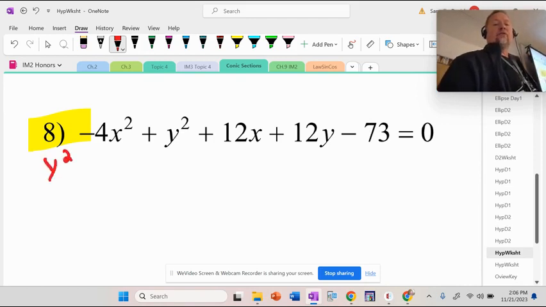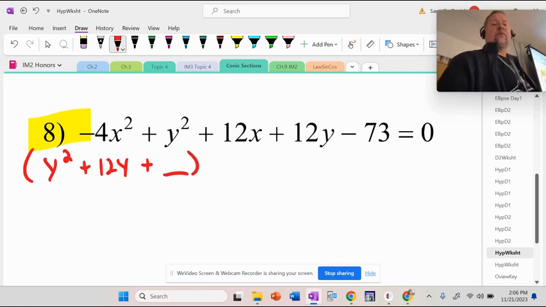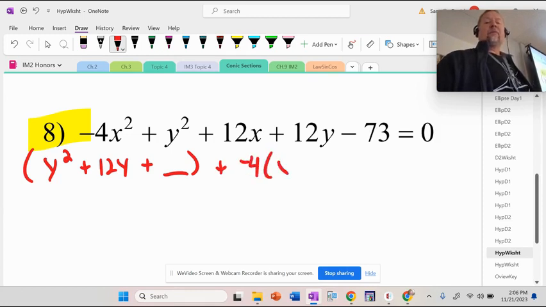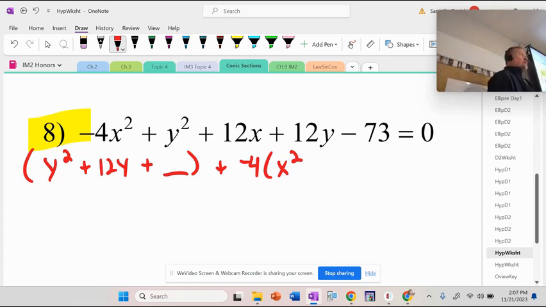So group the y's and go ahead and start the completing the square process. If you want to put that in parentheses, fine. Did I have to pull a number out in front? No, so this is good. Group the x's. Oh yeah, I got to pull out a number in front. You have to do it in 3 steps because of division at the end.